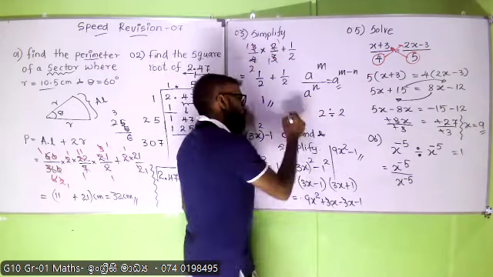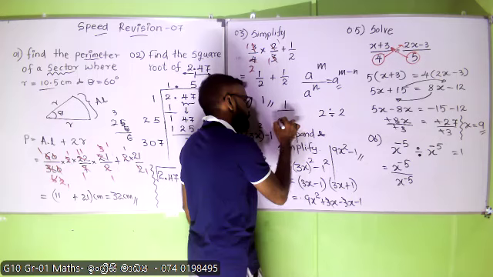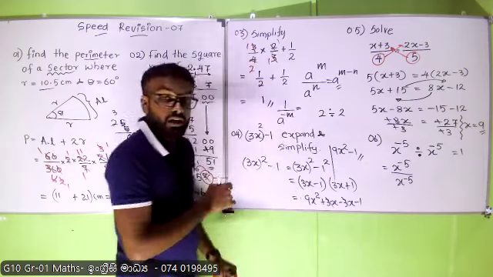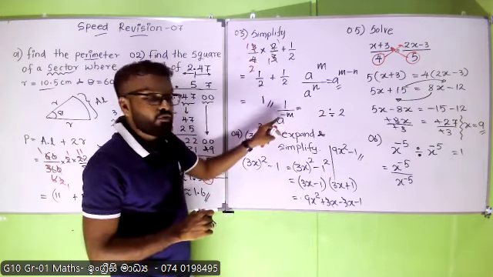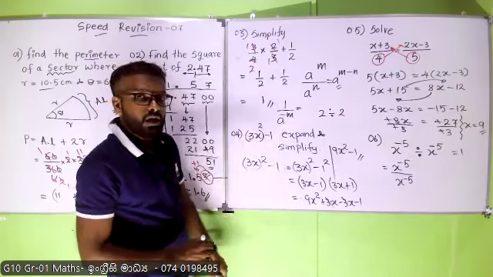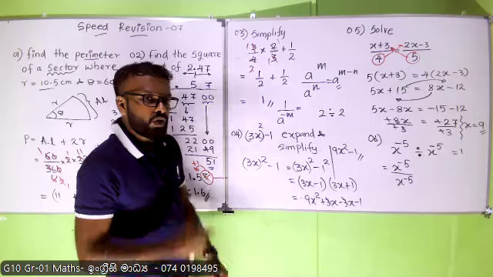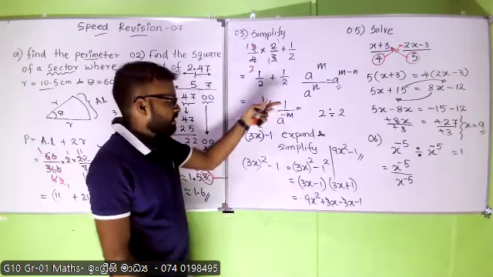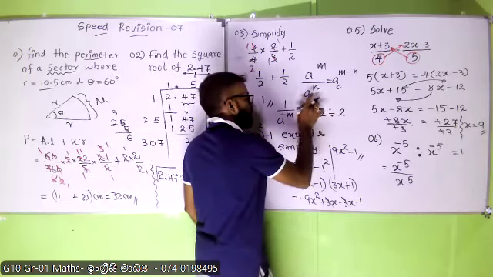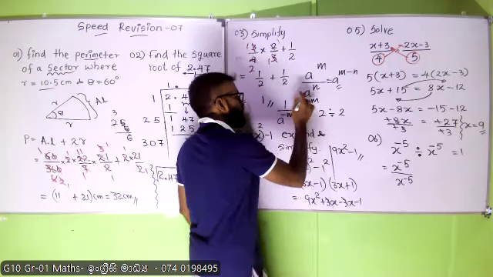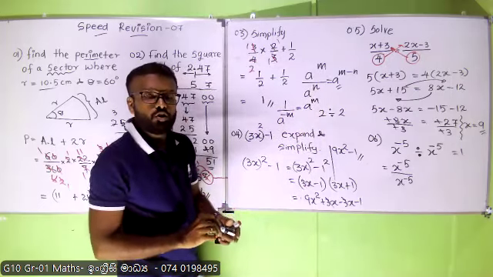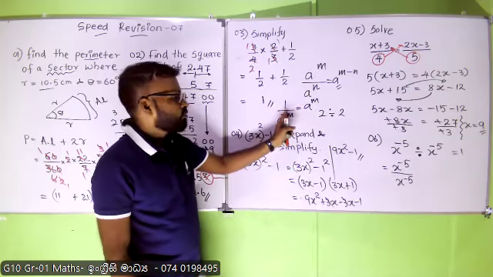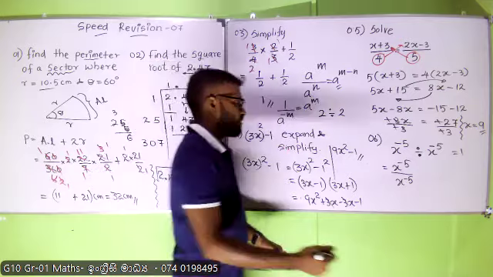Or else, how are we going to make a negative power, a to the power minus m, into a positive power? Take the reciprocal. If you take the reciprocal of this, you will end up with the positive power. Right? So you can use either this one or this one.